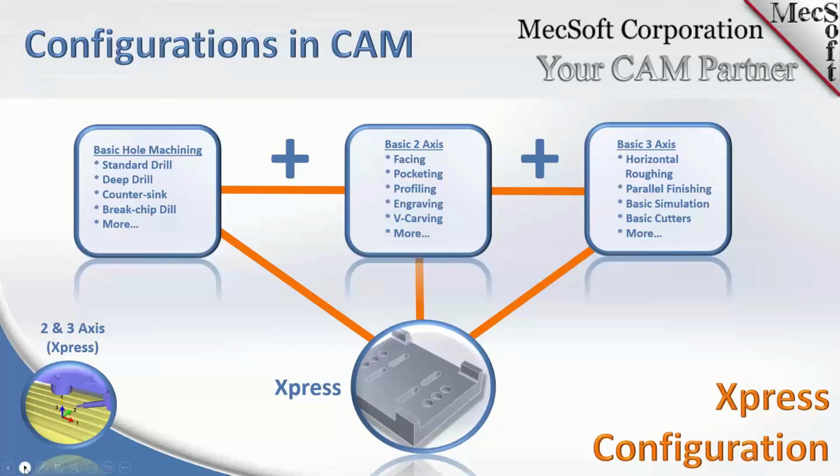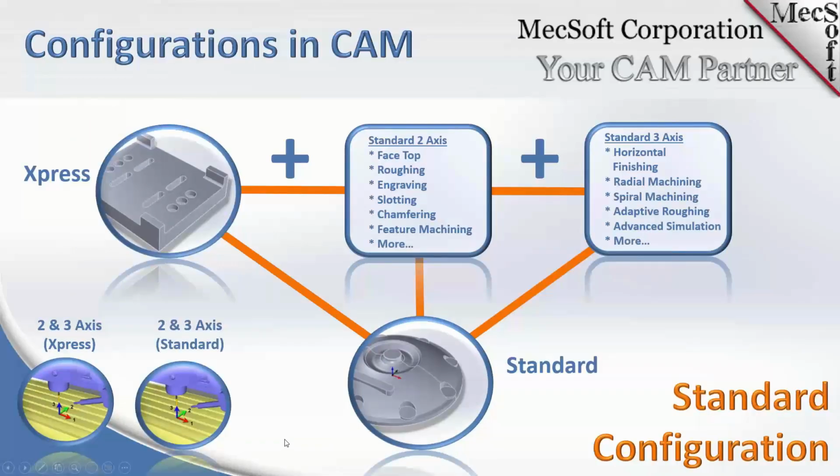So we're going to upgrade up to the standard configuration. And at the bottom left, you'll see that in addition to the 2 and 3 axis Express configuration, the very basics of 2 and 3 axis, you also have 2 and 3 axis standard operations, which is a whole lot more 2 axis operations and approximately 5 3 axis operations.